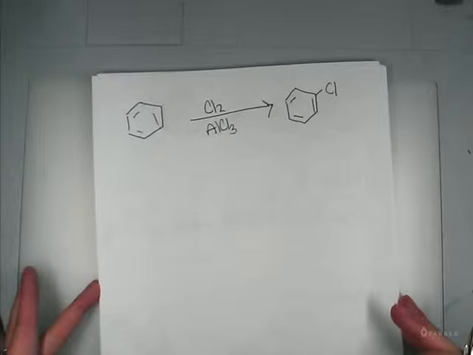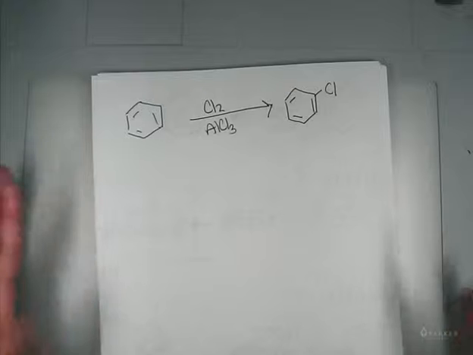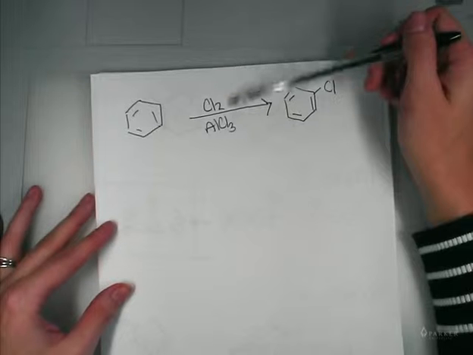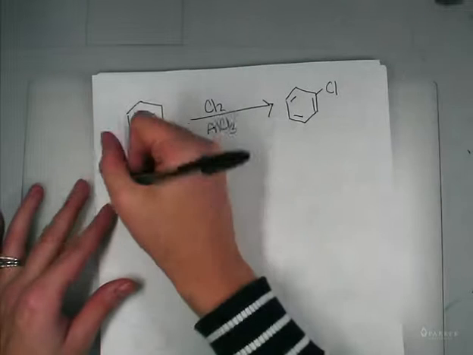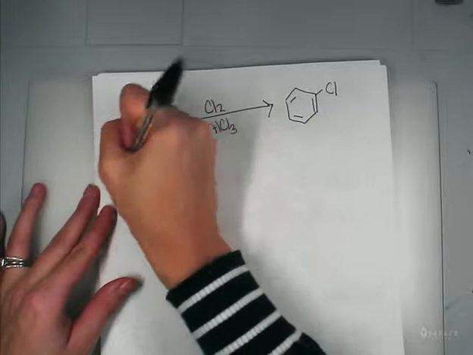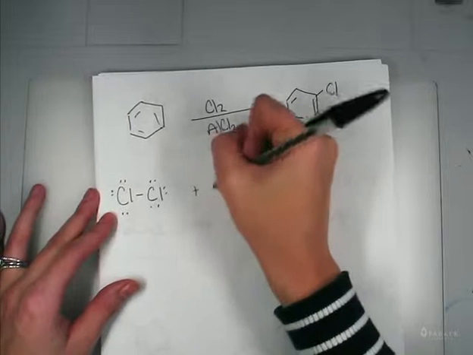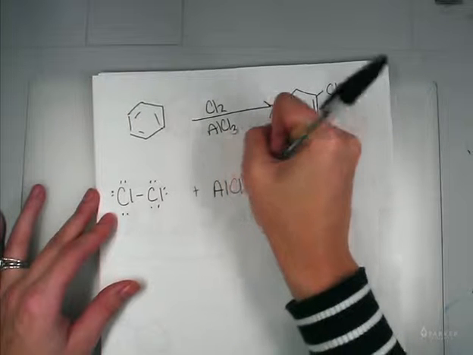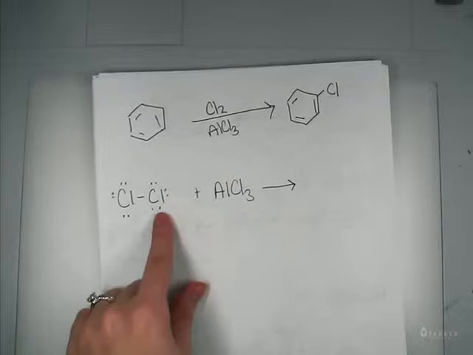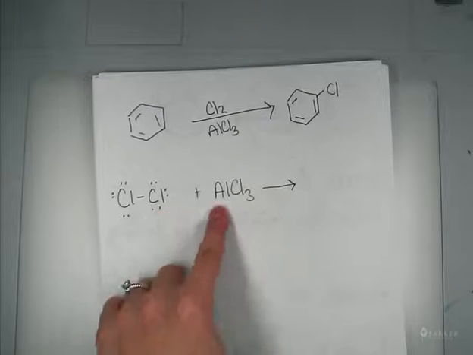Okay, now let's look at the mechanism. What am I going to use to form my good electrophile? Chlorine and the aluminum chloride below it. So Cl2 plus AlCl3. What do you think happens here? Same thing. So chlorine will make a bond to aluminum.